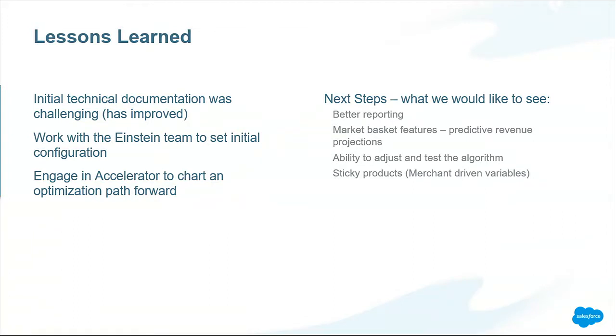They'd like to see market basket features. So if I choose this strategy over another, or this rule, or add this rule, what might be the impact to revenue? And then the ability to adjust and test the algorithm.